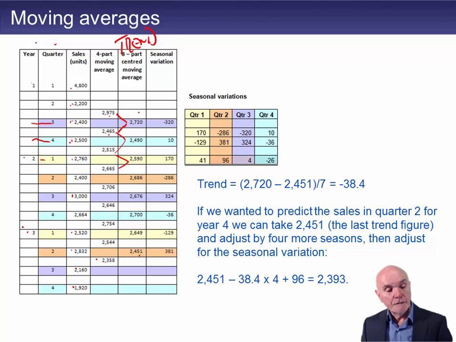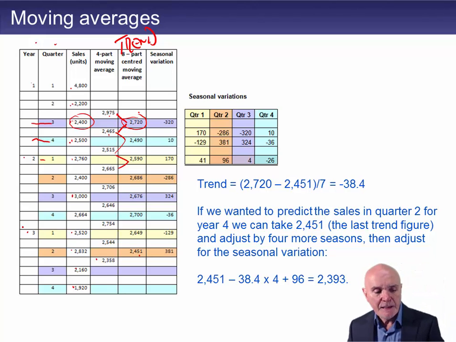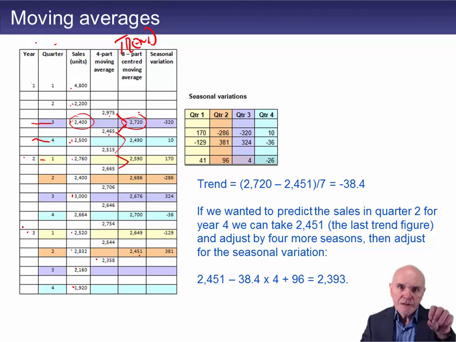What we then do is to look at individual seasons and see how the actual results compare to the trend. So the actual result for season 3, year 1 was 2,400. The trend figure said 2,720. So we're in a way minus 320 in here. This seems to be a poor season. The actual figure is much lower than the trend.